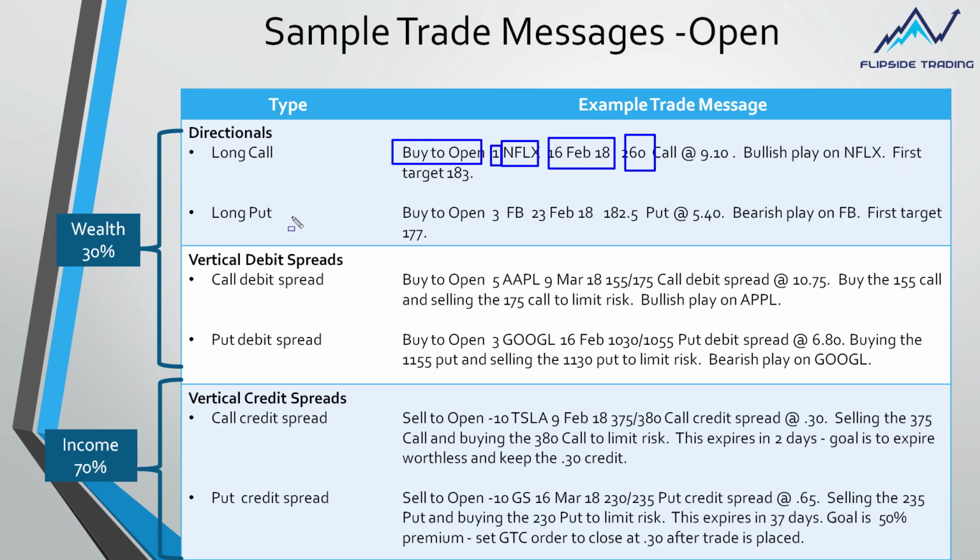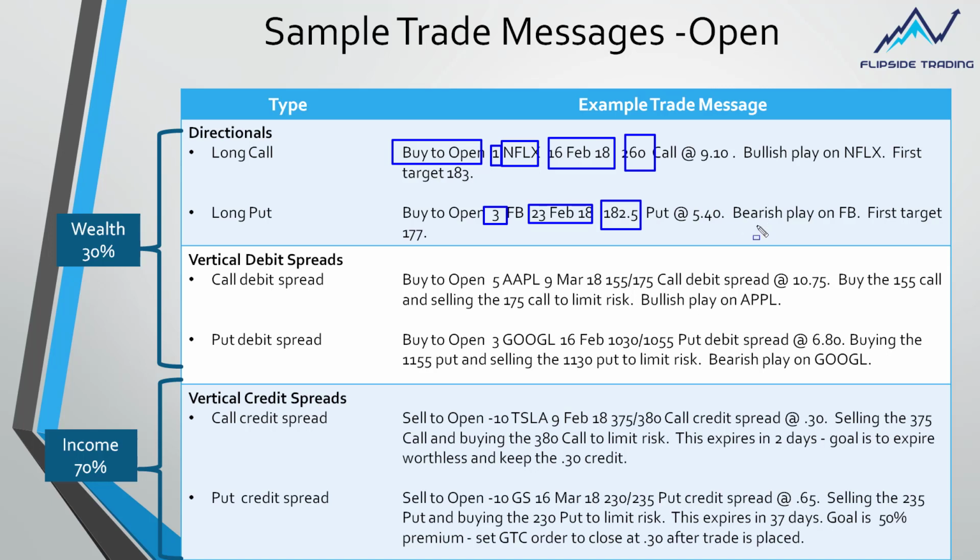Puts is the same way. The only thing we're doing here with the puts is we're looking to go short, but we're still going to buy it, okay? 3 to open. Here's your symbol, Facebook. Go ahead and put that into the search box. Find your option expiration series. Find the strike. Now the puts will be on the right-hand side, all right? We know that we're going to buy between the bid and the ask, right? So hopefully somewhere around 540.